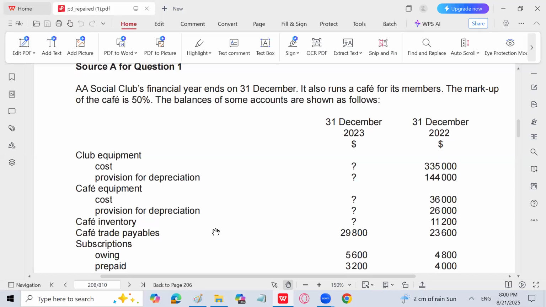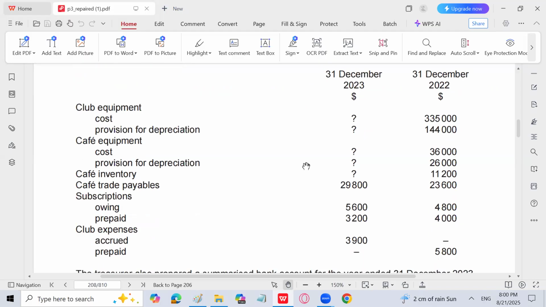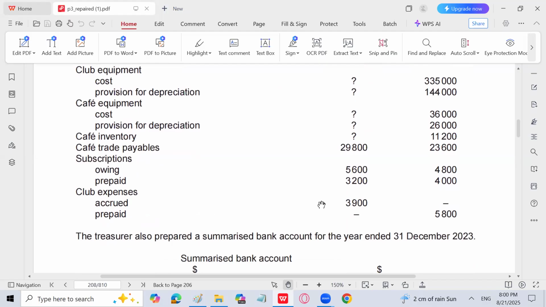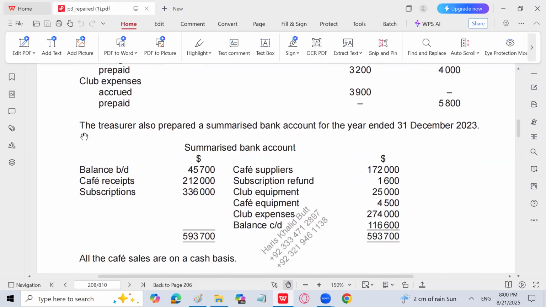Number two, if opening or closing trade payables are given in the question, we have to prepare a purchase ledger control account to find credit purchases. Subscription is given, owing and prepaid, and club expenses are also given, accrued and prepaid. The summarized bank account is given. Cafe receipts is basically cafe sales. Total subscription received. Cafe suppliers means payment to suppliers.